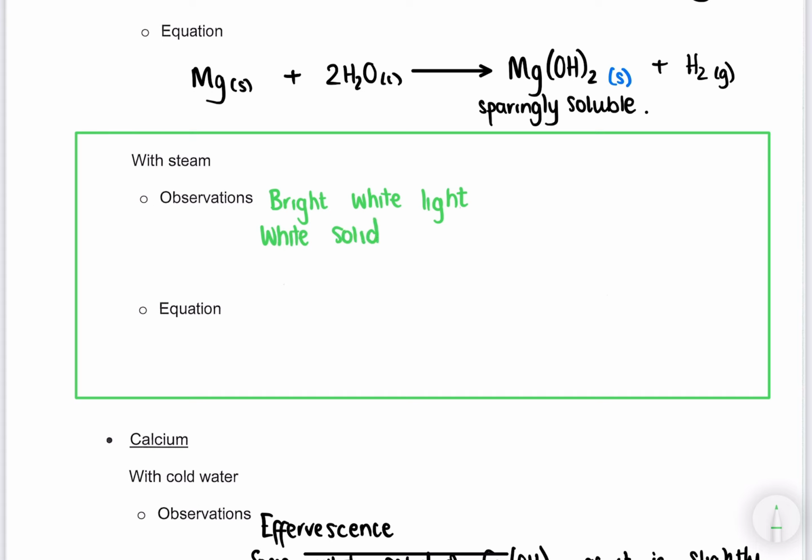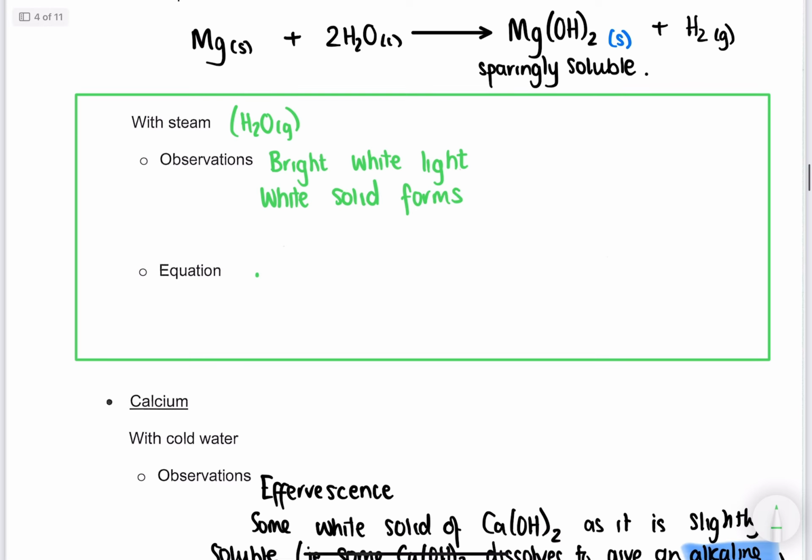So remember, there's no liquid here because steam is a gas, so steam is H2O gas. So we take our Mg solid and we add in H2O gas. And the white solid that we get is not the hydroxide, rather it's the oxide, and then we get some hydrogen gas. And if we check the balancing, we can see that that's already balanced. But when we react magnesium with steam, we get a different reaction to the reactions with cold water.